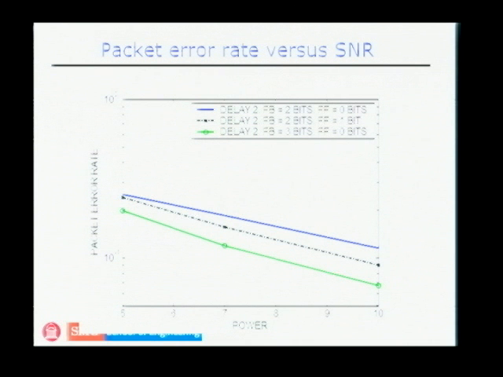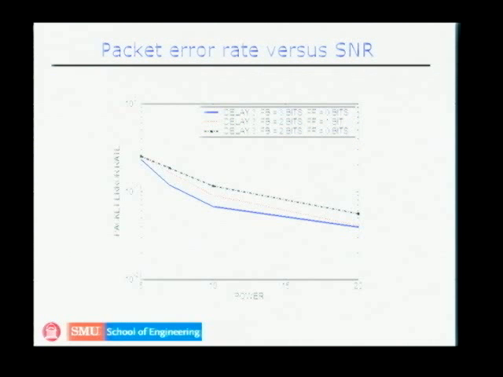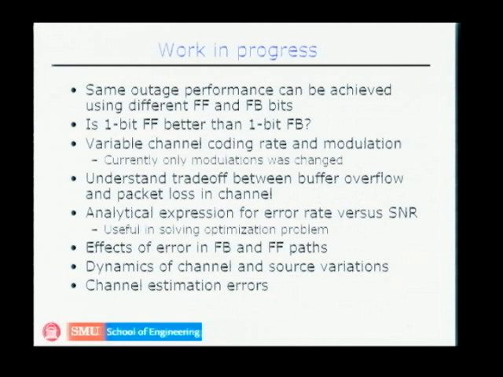And just the same thing for another case. So basically, to summarize, I think we show that similar outage performance can be achieved using different feed forward and feedback bits. So is 1 bit feedback better than 1 bit feed forward? We don't know. And as I said, my gut feeling is it depends. If you were to do very bursty traffic, then the answer might flip around.